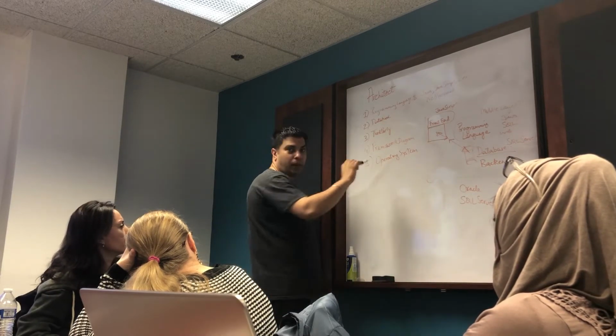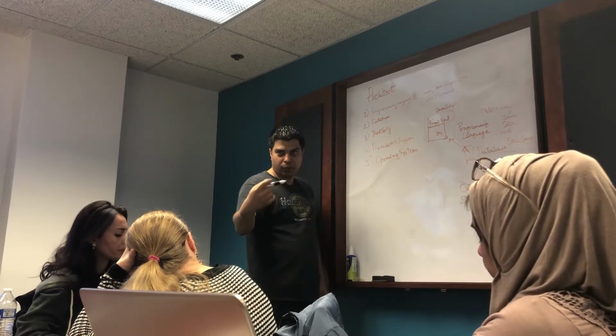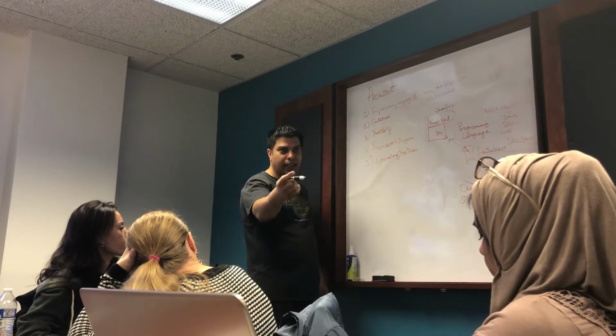Now, so everybody is clear what an operating system is? Windows is an operating system. Unix, Mac, Linux, we learned Unix in this class, is an operating system. Mac is an operating system.